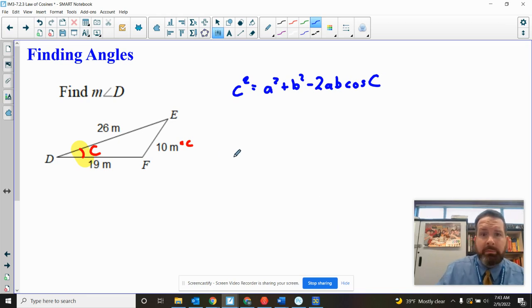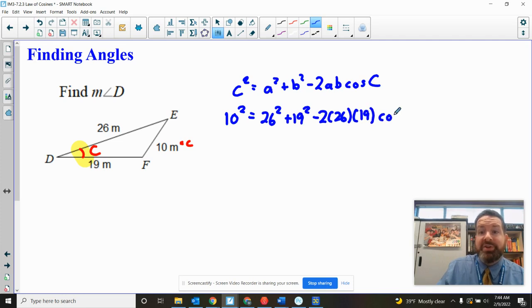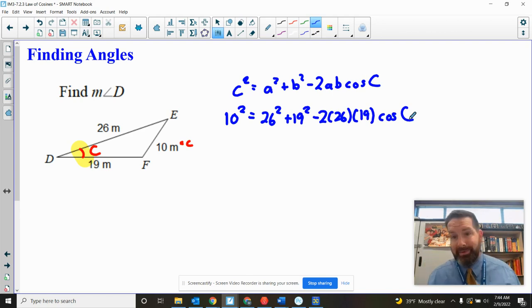Okay, let's put in what we know, solve for what we don't. I know that c is 10. It doesn't matter which of these is a and which of these is b, so you can use whichever order you prefer. What we don't know this time is that angle. Now here it does matter that you simplify things a little bit first.